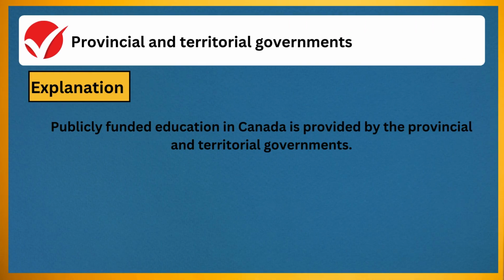The correct answer is provincial and territorial governments. Explanation: publicly funded education in Canada is provided by the provincial and territorial governments.